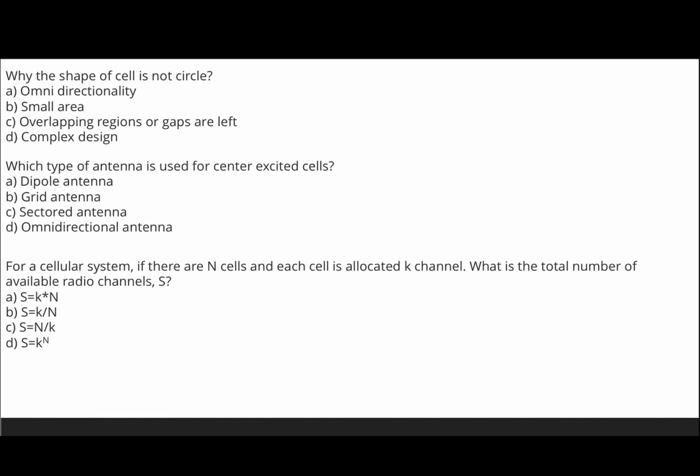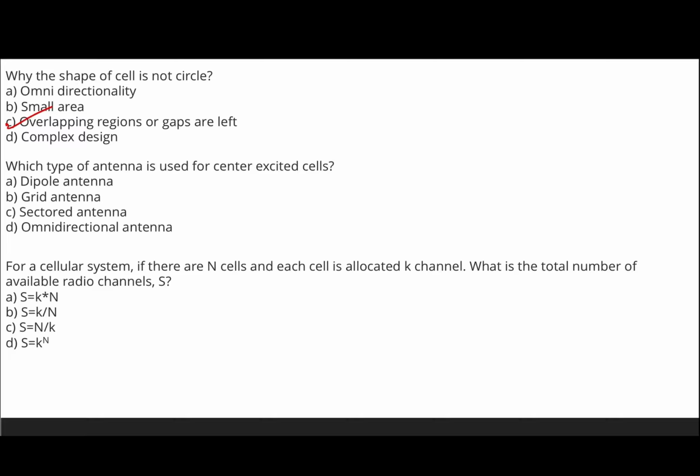So, usually we use the hexagonal shape instead of the circular shape as it efficiently covers an area without gaps or overlaps. This is the reason why we do not usually use a circle as the shape of the cell. So, the answer is option C, that is, overlapping regions or gaps are left.